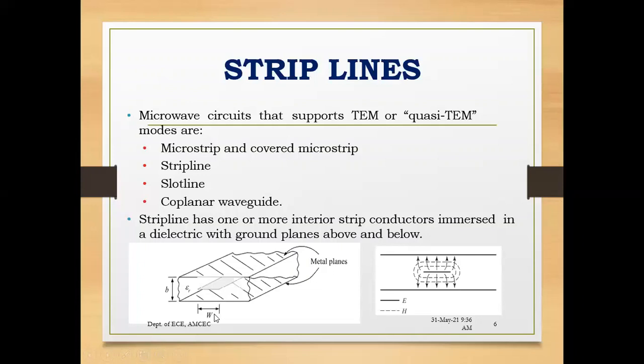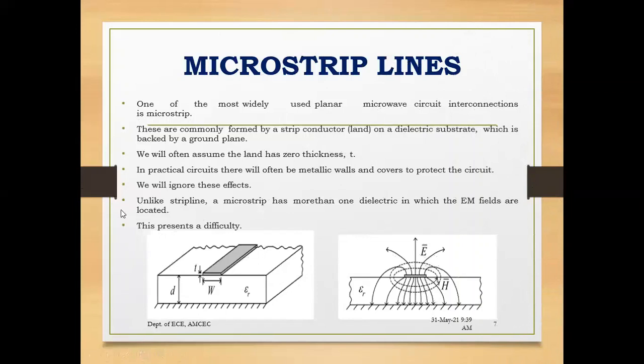This is a strip line of width W, thickness T, and epsilon R is the dielectric constant. And this is the electric field notation of it. There is one more important thing to remember in the strip line: whenever we consider the microstrip line, this is one of the most used planar microwave circuit interconnections. Now, how it is formed: you have a strip conductor on a dielectric substrate, which is backed by the ground plane, and we will usually use zero thickness.